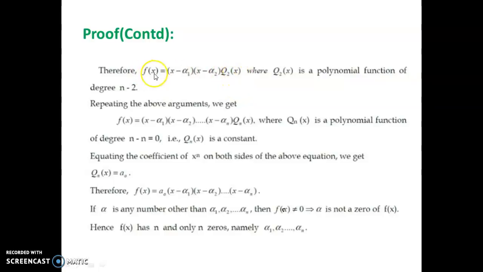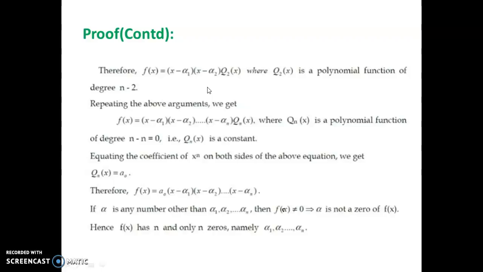Then f(x) can be written as (x minus alpha 1) into (x minus alpha 2) into q2(x). Here the degree of this q2(x) will be n minus 2, because there are two factors, x minus alpha 1 and x minus alpha 2, and their product will constitute a polynomial with degree 2. Here the degree of f(x) was n, therefore the degree of q2(x) is n minus 2. Now we can repeat this process.